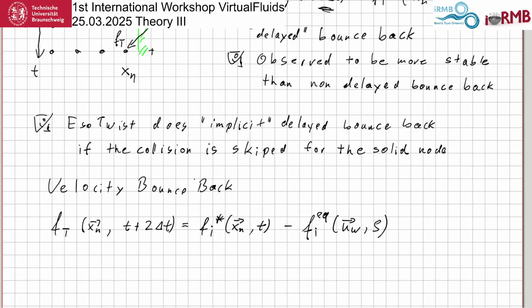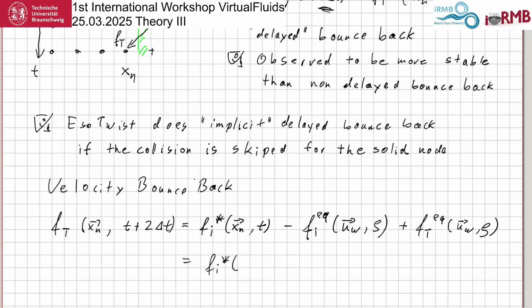So you always have to put the density in. You can either use a constant density or you can get the density from the neighboring node, different possibilities. And you also have to add, so minus the one that goes the other way and plus the one that goes backward. So both of them use the velocity of the wall.